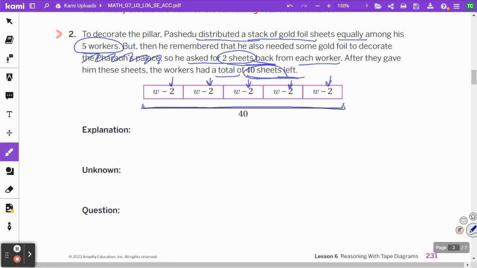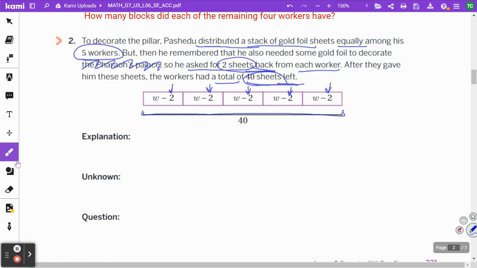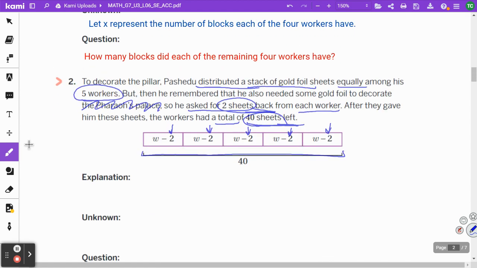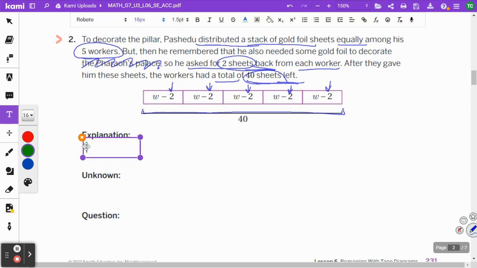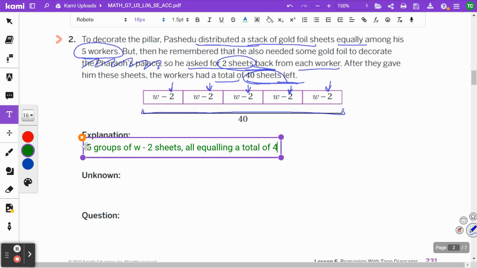We're asked to explain how the situation is represented in the diagram. And I'll do green for this. Five groups of W. Should I say it now? Should I say it later? 5 groups of W minus 2 sheets, all equaling a total of 60. 40, excuse me.